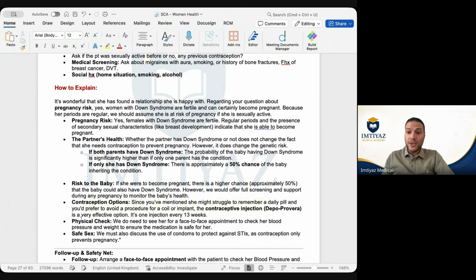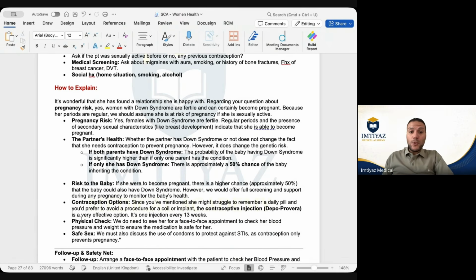So you give the options to Mom, and you acknowledge Mom's expectation. Yes, it makes sense why you're asking for this, because Down syndrome girls are fertile, and there's a high chance she will get pregnant. So the options available: we have daily methods, we have long-acting methods. It all depends on her preference. That's why we need to see her face-to-face, engage her in the decision making, and so on.